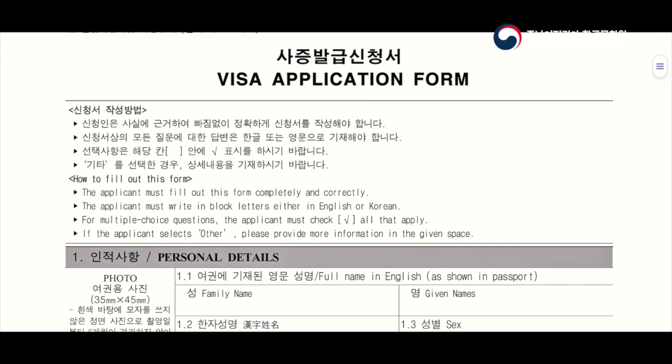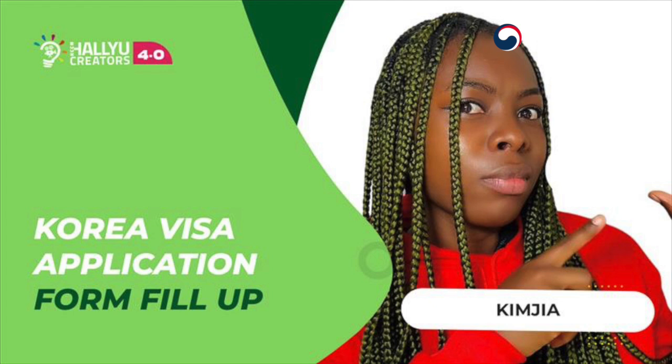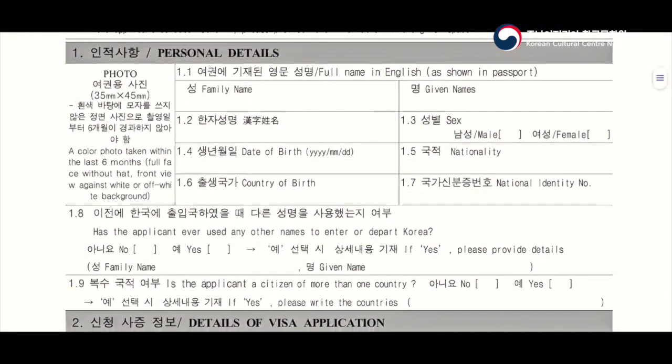So the first step is the personal details, where you have to write your family name, given name, gender, date of birth, nationality, country of birth, and national identity number. For the national identity number, for Nigerians, you can put in your national ID card number.